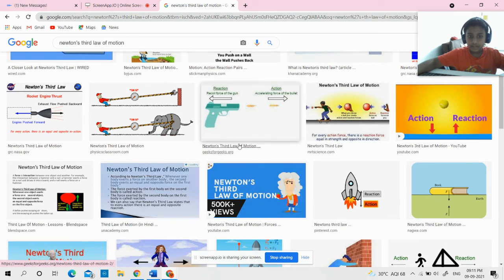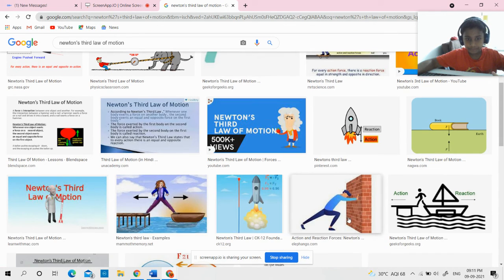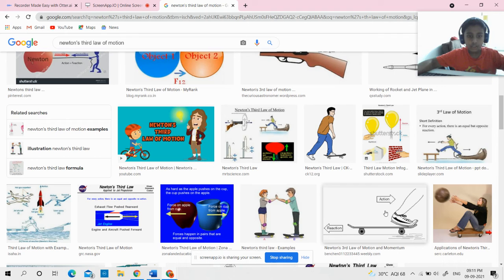So you can take this or this. If you want to take an experiment for Newton's third law of motion, you could take a balloon. And when you ask how the balloon flies, it is because of Newton's third law of motion. When the balloon flies, first the air pushes down, so point A points towards down, and point B points towards up.